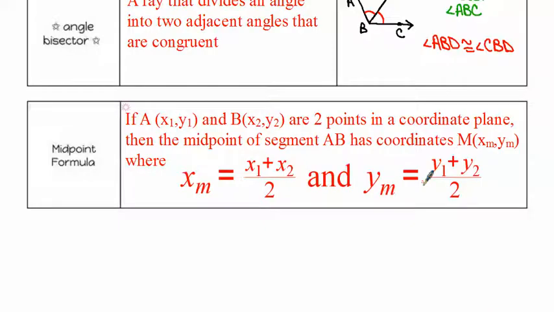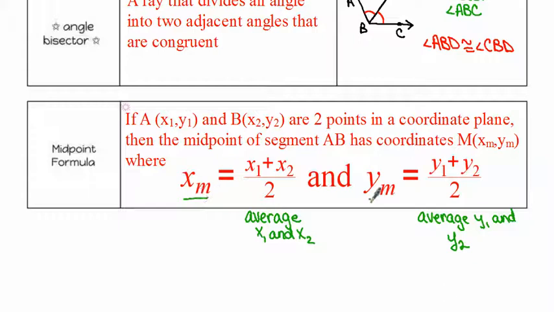Now think about what that means. What do we call it when we take 2 numbers and add them together and then divide by 2? It's simply an average. So in this case, we average x sub 1 and x sub 2, and that gives us our midpoint value for x. And here we average y sub 1 and y sub 2, and that gives us our y value for our midpoint. So these formulas simply give us the values that fill in up here in our point.